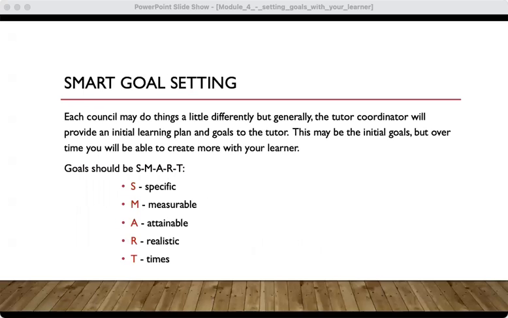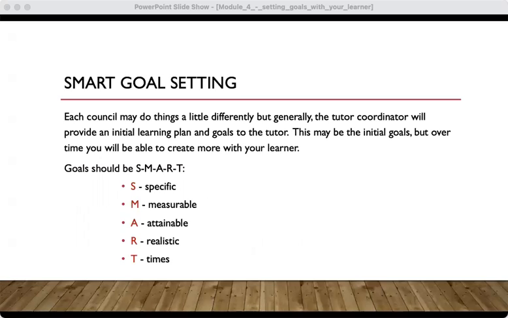Smart goal setting. Each council may do things a little differently, but generally the tutor coordinator will provide an initial learning plan and goals to the tutor. This may be in a session that includes the learner or in a meeting just between yourself, the tutor, and the tutor coordinator. This may be the initial goals, but over time you will be able to create more with your learner. Goals should be SMART.